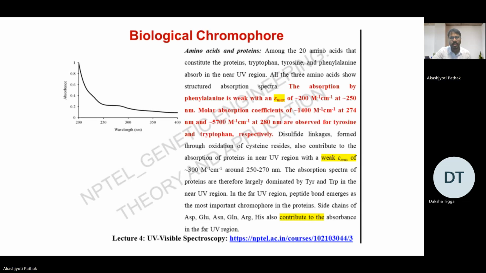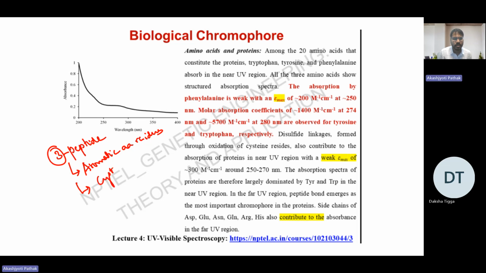So amino acids and proteins basically have three chromophores. One is the peptide bond. Second is the aromatic side chains, or aromatic amino acid residues. And third is basically your cysteine. So these are the chromophores which are present in a protein molecule.